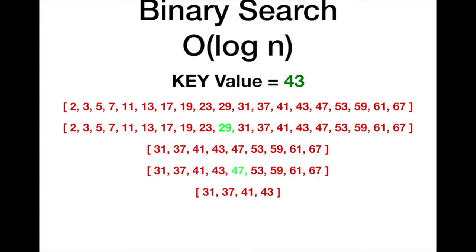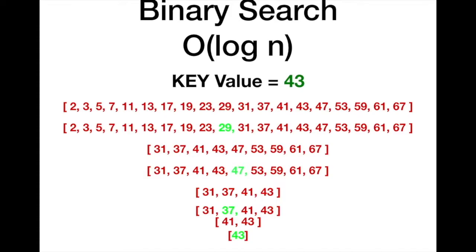Now we have an even amount of parameters in the array, and when it's an even amount, it splits it in the middle minus 1. So we're at 37, which is less than the value that we're looking for. So we can do away with 37 and 31. Now we are down to 2 parameters in the array, and we see that it is 43.